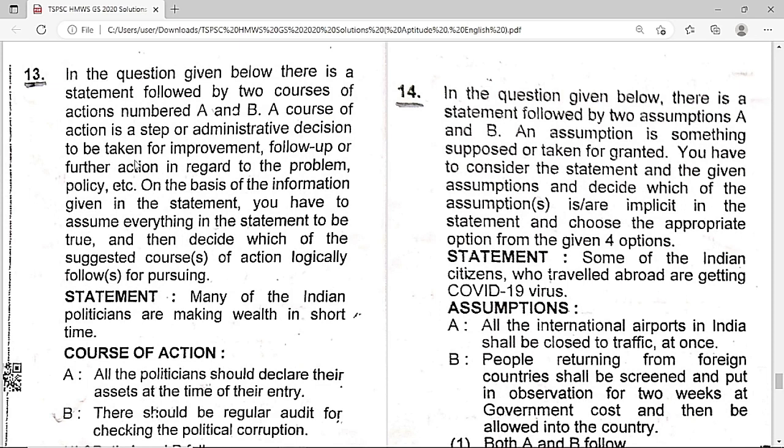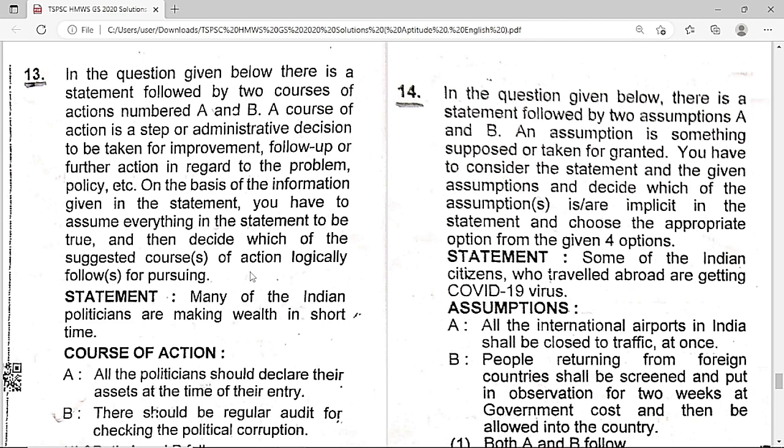So now we are going to solve another question. See the question here. In the question given below, there is a statement followed by two courses of action numbered A and B. A course of action is a step or administrative decision to be taken for improvement, follow-up or further action required regarding the problem, policy, etc. On the basis of the information given in the statement, we have to assume everything in the statement to be true and then decide which of the suggested courses of action logically follows for pursuing.